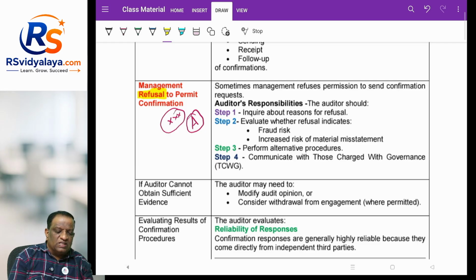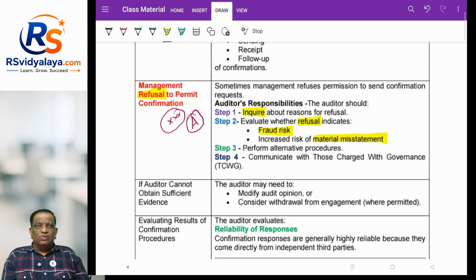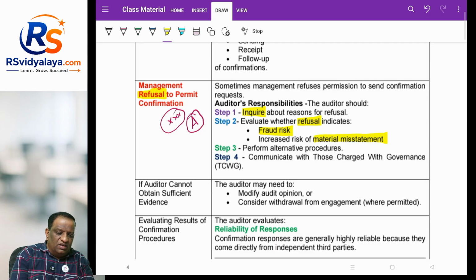If the management refuses, the auditor will inquire why they do not want you to send this confirmation. Then evaluate whether the refusal indicates a fraud risk. That is, is it suggesting any fraud risk, or is it an increased risk of material misstatement? So why does the management not want to send it? Because there is a misstatement in it, or because there are frauds in it which they wanted to cover? What is the reason? And third one, perform alternate procedures. Whatever is your conclusion, perform alternate procedures, and based on that communicate with those charged with governance.